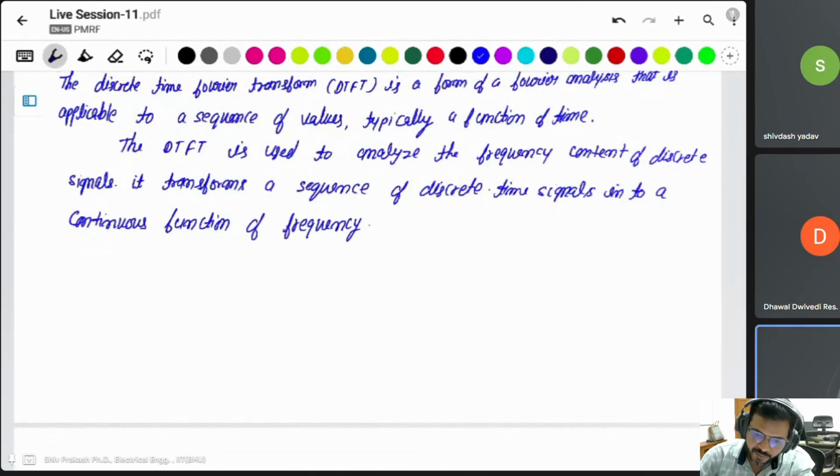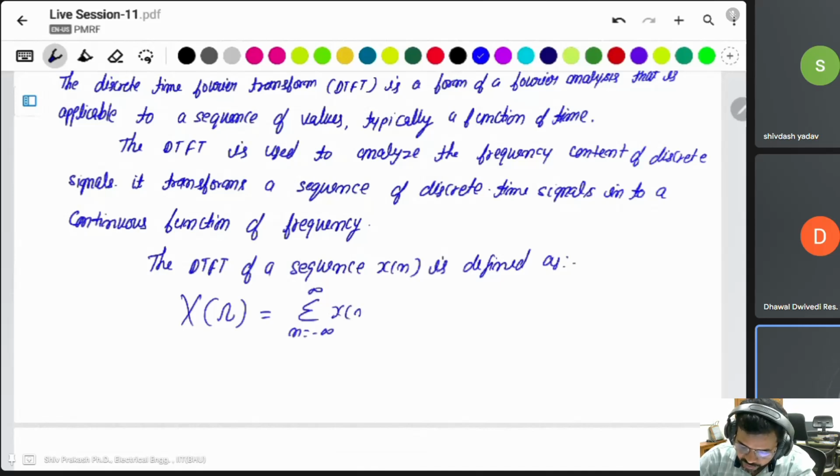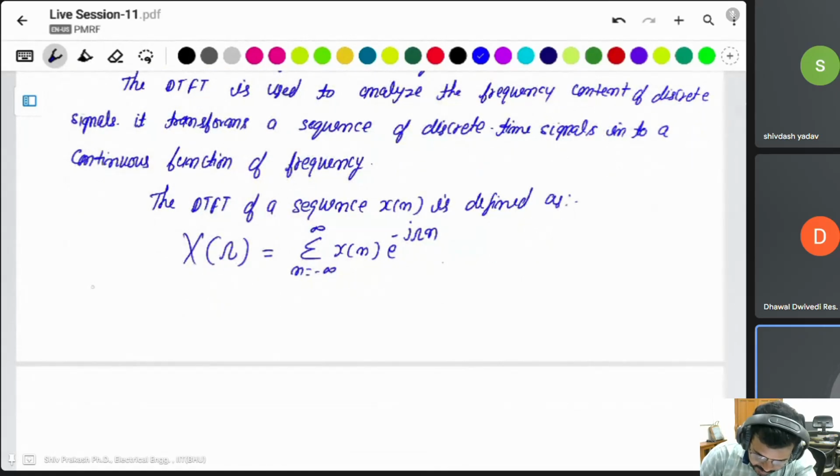Suppose the DTFT of a sequence x[n] is defined as X(omega) equals the summation of x[n] times e to the power of minus j omega n, with n from minus infinity to plus infinity, where x[n] is the time sequence, the discrete time signal.